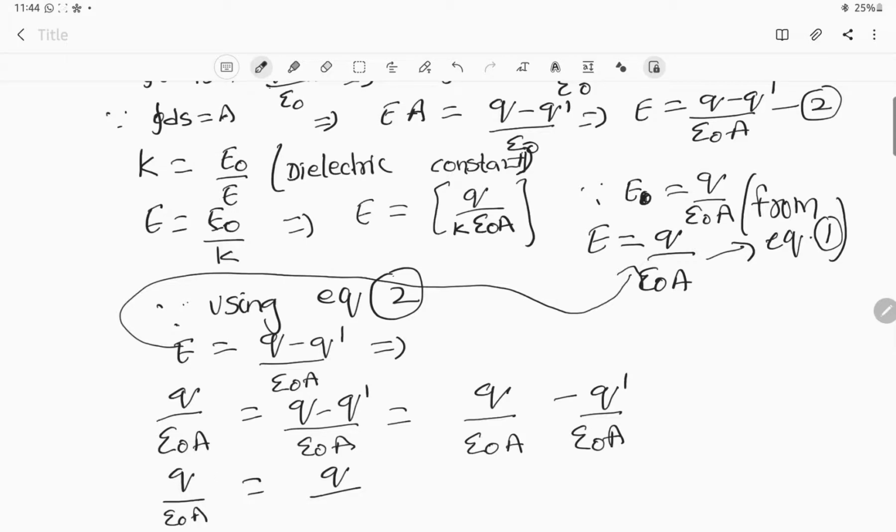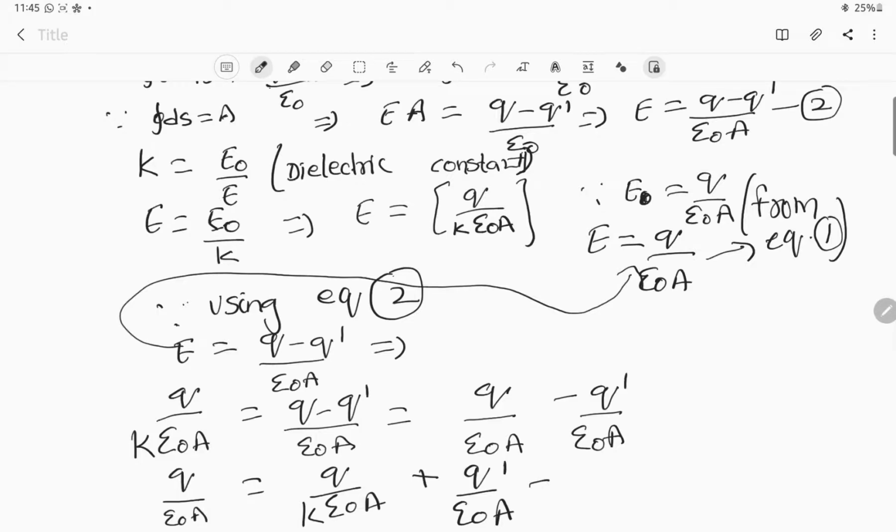So now Q by epsilon naught A will be equal to, plus Q dash. What I have done is, this is actually K epsilon naught A, so I have just moved the minus term to the left-hand side. So now what I got is Q by epsilon naught A is equal to Q dash by epsilon naught A plus Q by K epsilon naught A.